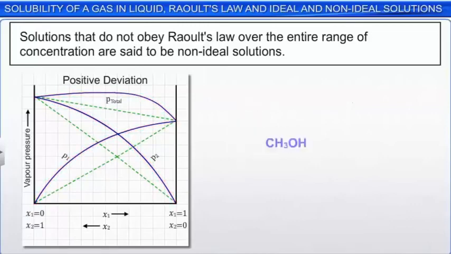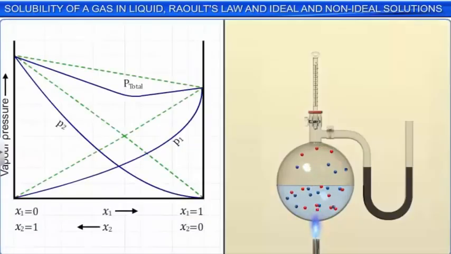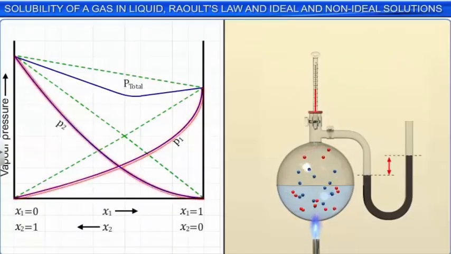Methyl alcohol and water, carbon tetrachloride and chloroform are some other solutions that exhibit positive deviation from Raoult's law. On the other hand, if the magnitude of AB interactions is greater than the magnitude of AA or BB interactions, the escaping tendency of A and B type of molecules decreases and the partial vapor pressure of each component decreases.